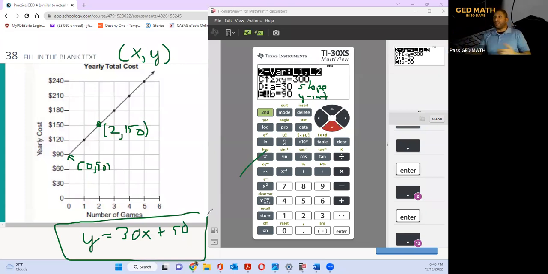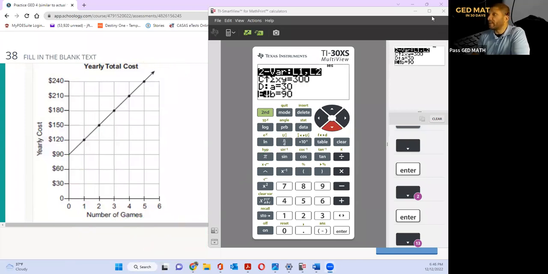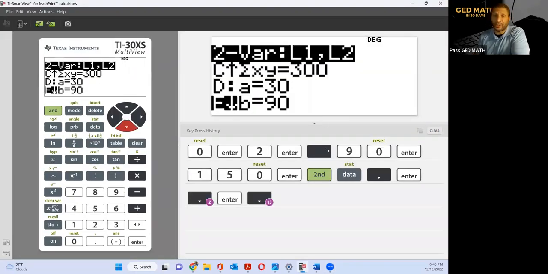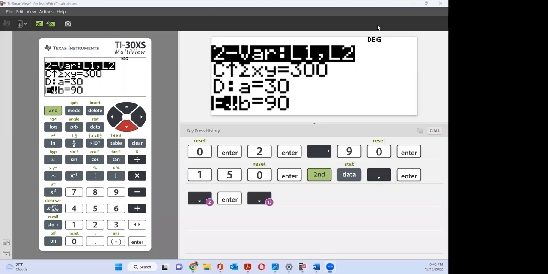Now, the second part of this question. So we know the equation is 30x plus 90. The second part of this question is, let me find out what it says. Oh, first of all, let me do this first. Let me maximize the calculator so you can see what I did. And then we're going to go to the second part.